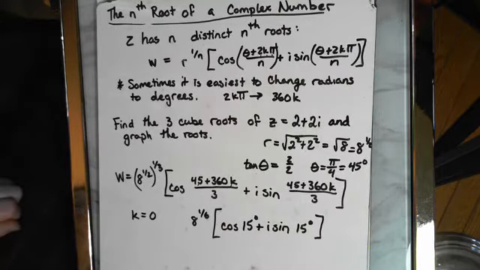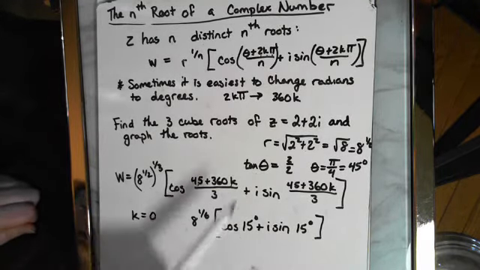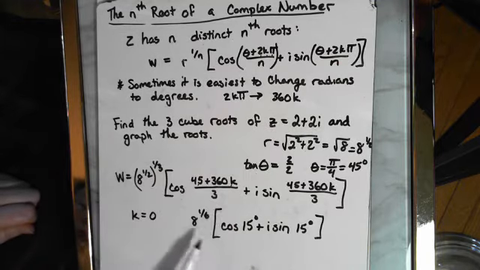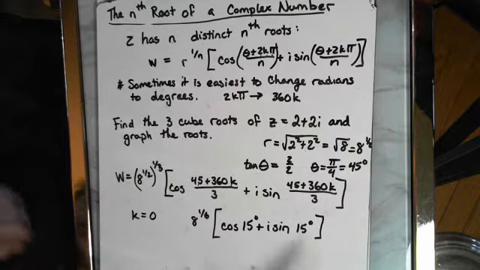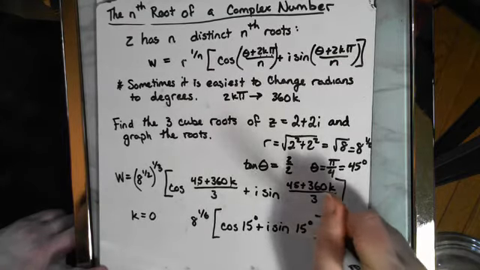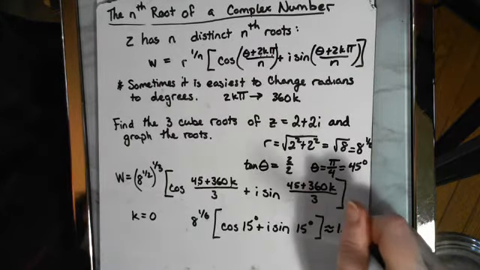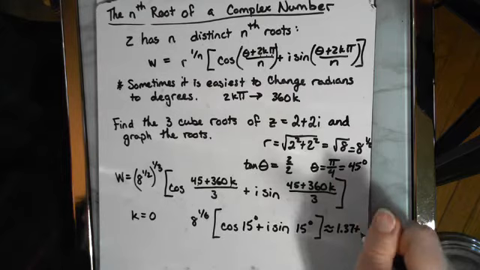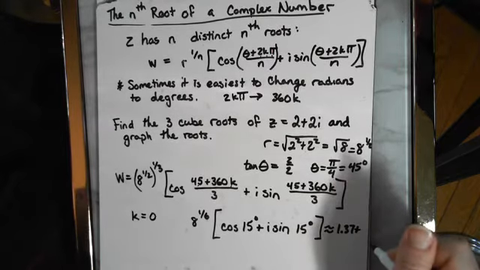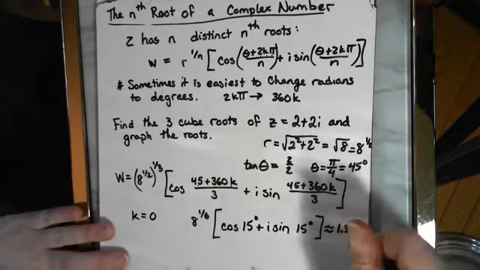Okay. Now again, because this was given in rectangular form, I can put this right into a calculator and get rectangular form. It will be an approximate value, which happens to be about 1.37 plus 0.37i.